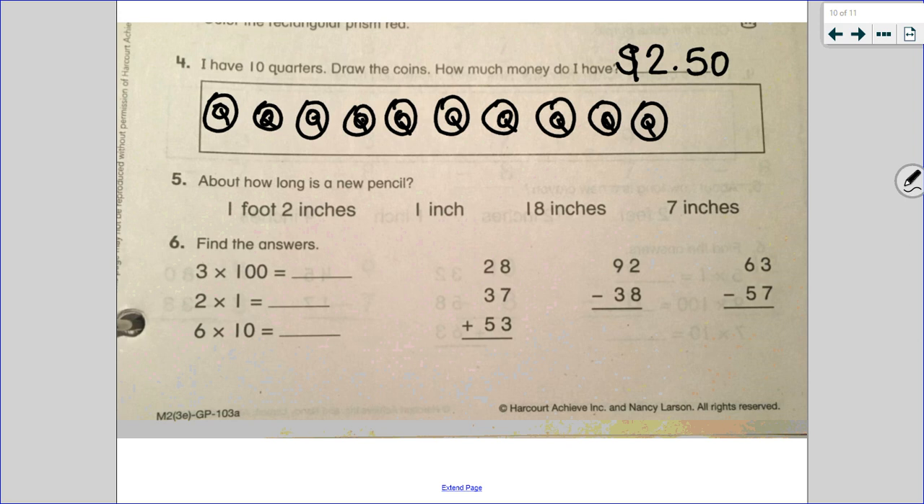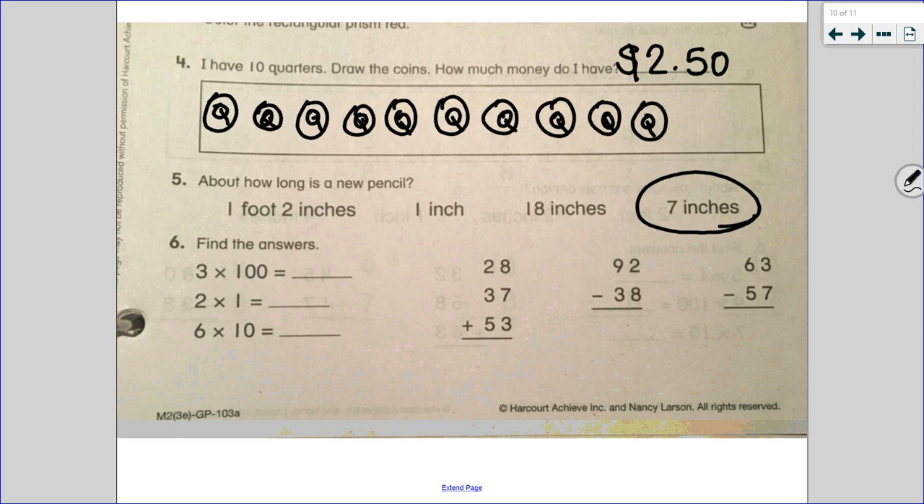Number 5. About how long is a new pencil? 1.2 inches. That's like taller than a ruler. I don't think that's right. 1 inch. Woo! That's teeny tiny. Now, some of you boys and girls I know at school try to write with those little pencils. I don't know how you do it, but an inch, no, that's not even a good estimate. 18 inches, well, a ruler is 12 inches and then some. Oh, that's too much. 7 inches.